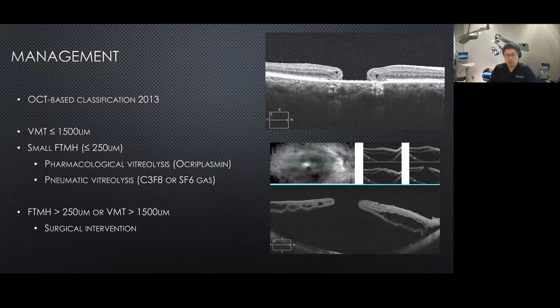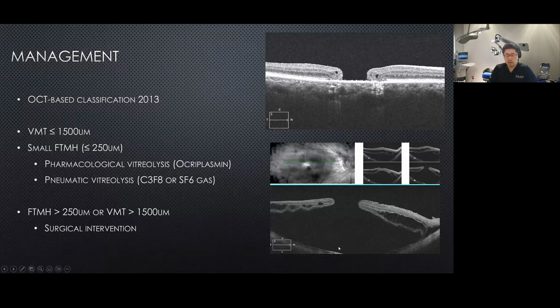For smaller macular holes with focal vitreomacular traction, treatment can include observation or pharmacological vitreolysis using ocriplasmin. Equally effective is pneumatic vitreolysis using C3F8 or SF6 expansile gas. Now, before we do any pneumatic vitreolysis, which is something we do here at Toronto quite a lot, you have to thoroughly examine the peripheral retina to make sure there's no pathology. Otherwise, you can induce a retinal tear and detachment.